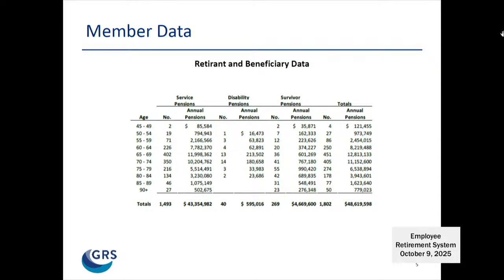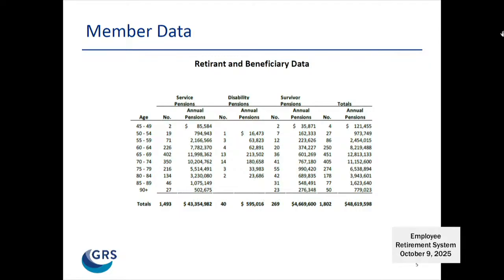And then on slide 5, we've got your retiree and beneficiary population. I broke it out in the 3 categories. Your service pensions, these are the folks that retired from active membership or they were inactive members that came back to the city and started collecting a benefit. There's 1,493 of them with an annual allowance of about $43.4 million.